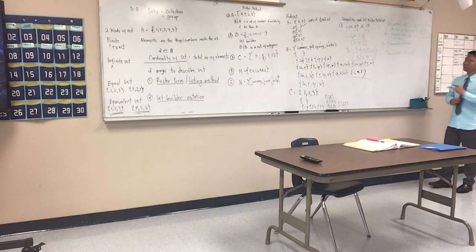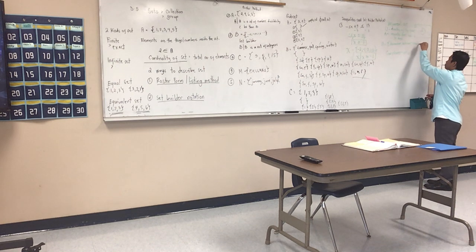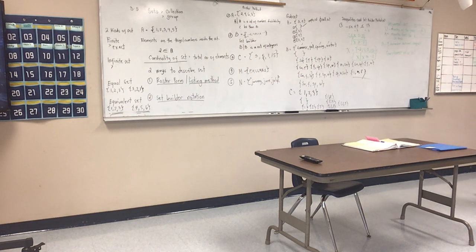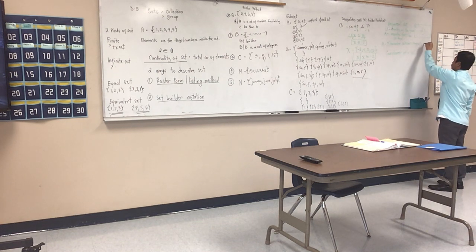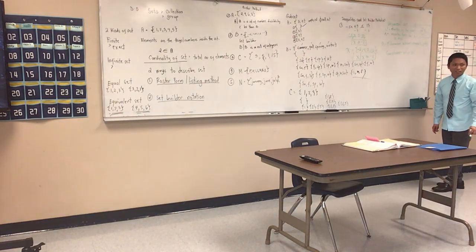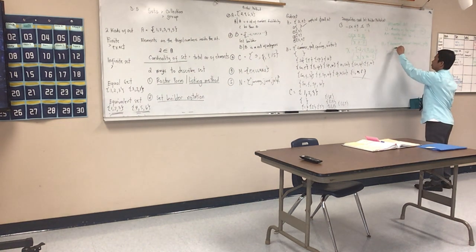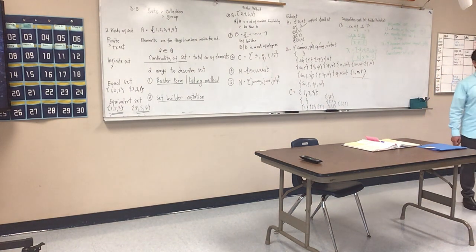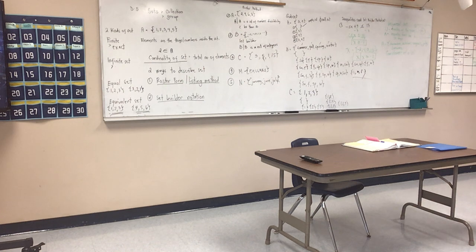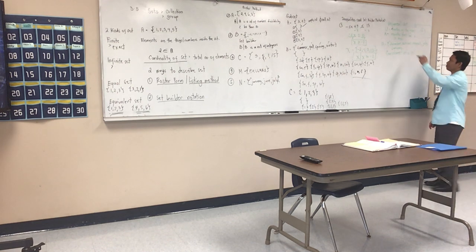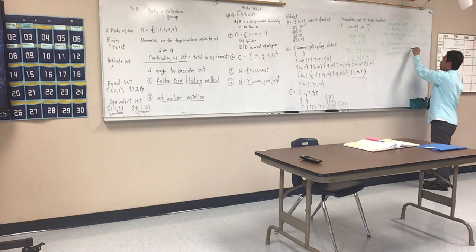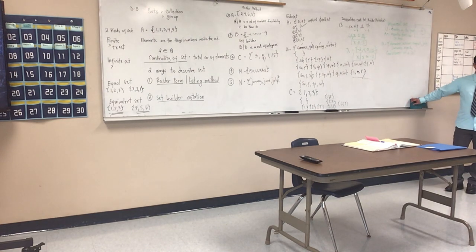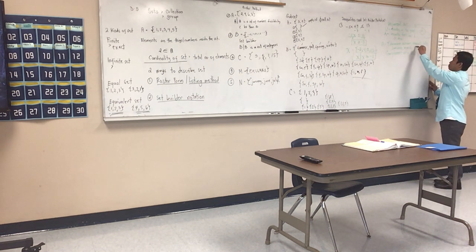How about August? August has 31 days. Also, we have July. How about January? January has 31 days. How about February? No, 28 days, sometimes 29. March has also 31 days. How about April? Does April have 31 days? And lastly, we have May.